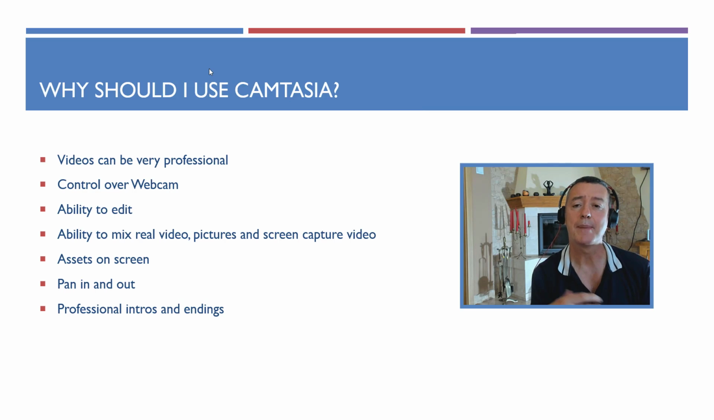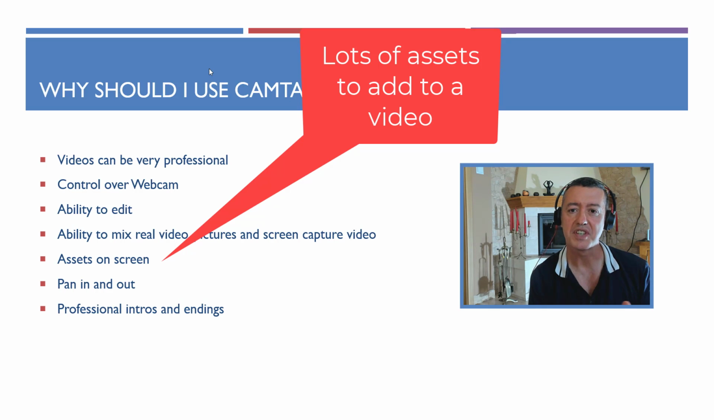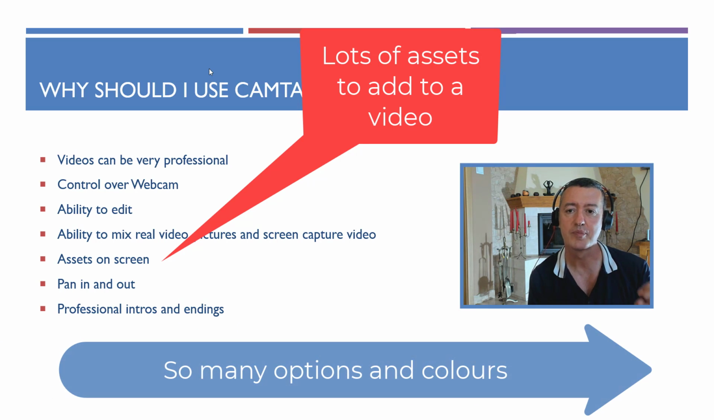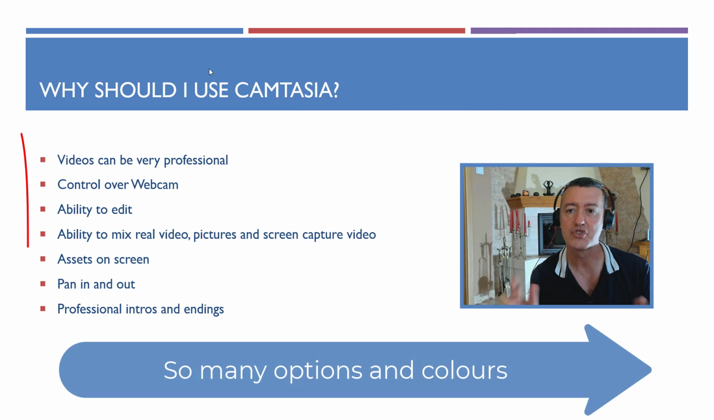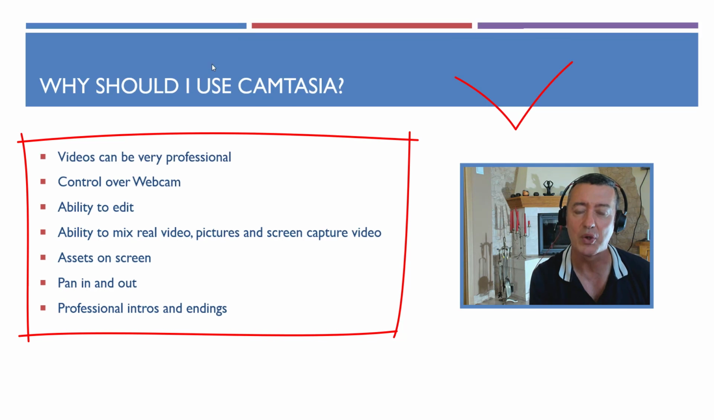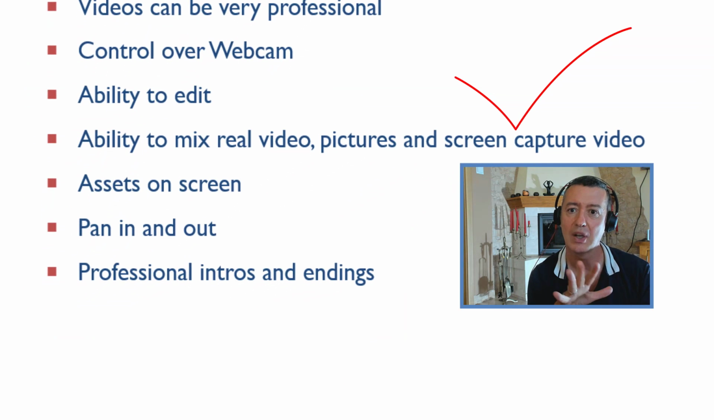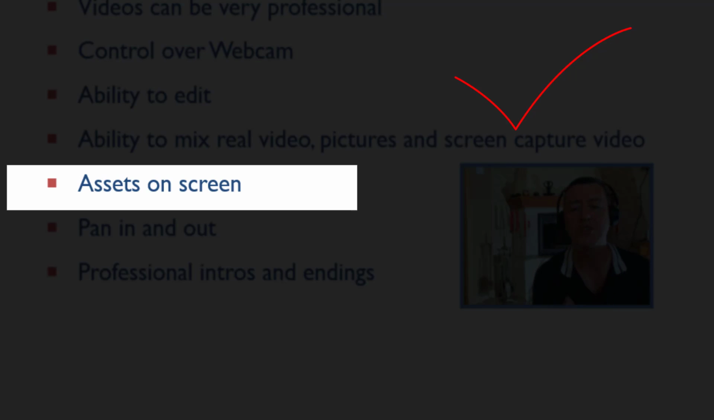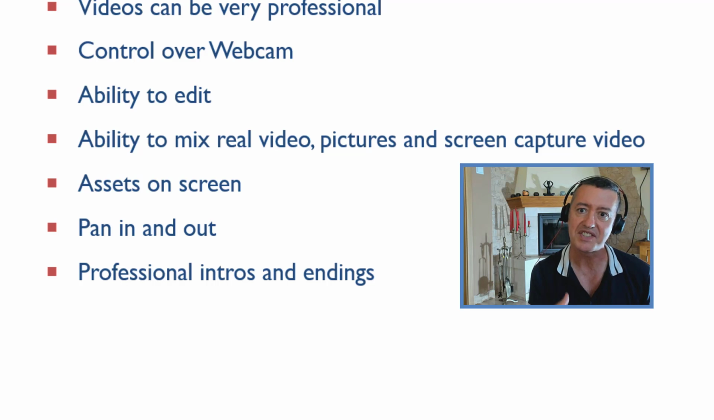Now with Camtasia you get masses of assets, and what I'm going to show you is a little bit of screen capture video where I've brought on arrows, where I've drawn on the screen, where I've focused in by using what they call the highlight tool. There are lots of different things that we can bring in to really add value to the video.